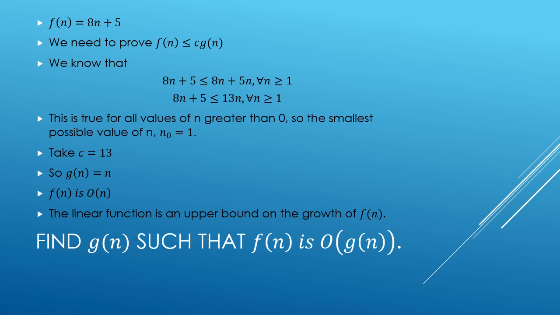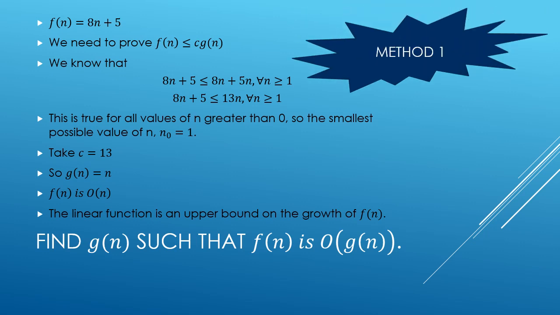So actually, the faster growing function is not just n. The faster growing function is 13n. The O notation is giving you a function which, when multiplied by a particular constant, will grow faster than your function Fn. This is method 1 to go about this problem.